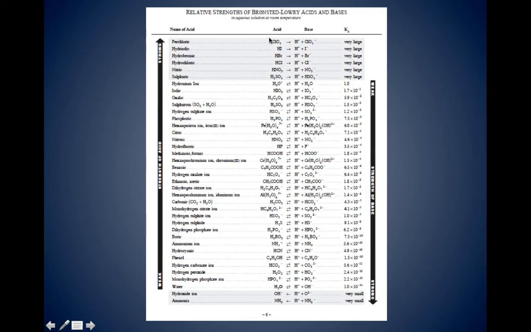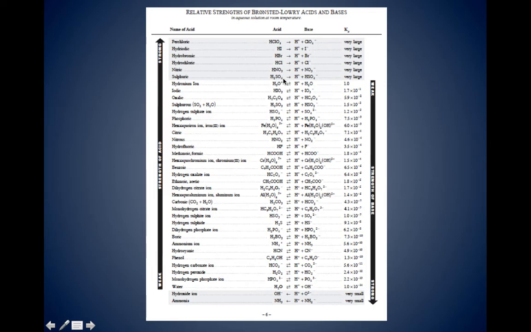So if you see very large, that means they want to go to completion in water. So if we look at HCl, we're not going to find HCl, we're actually going to find H3O+ and Cl− in solution. H2SO4, we're going to find H3O+ and HSO4− in solution.